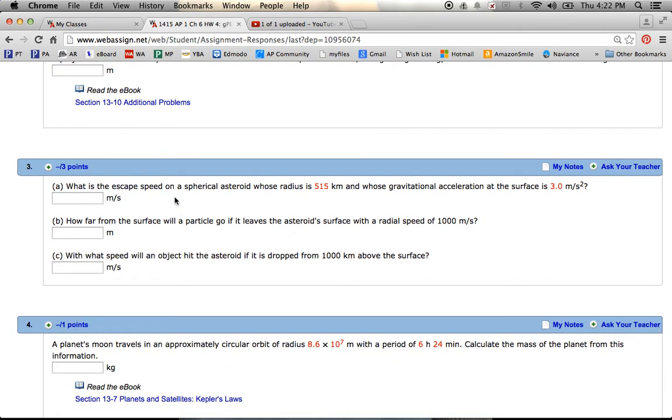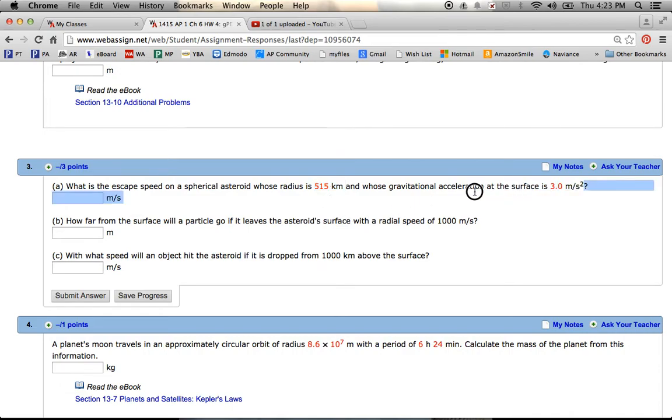Number 3 is escape speed. So it's looking at what speed is necessary to get the projectile to an infinite distance away. We have an equation for escape speed that we derived in class. The tricky thing about it is they don't give you the mass of this spherical asteroid, which is the big M in the equation. But we do know that the radius is 515 kilometers, so that's, for me, 515,000 meters.